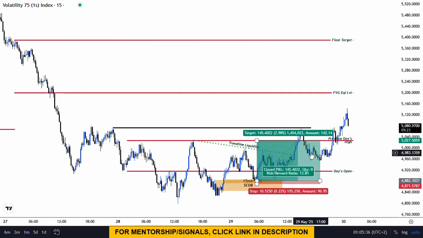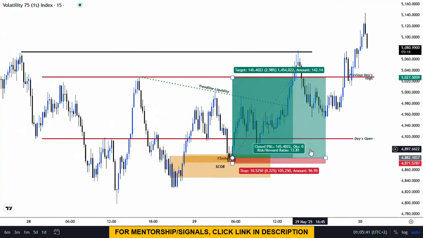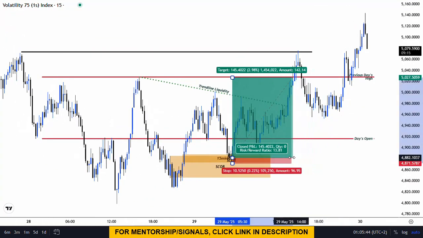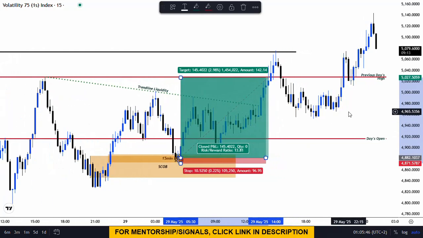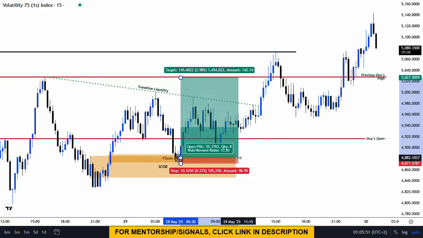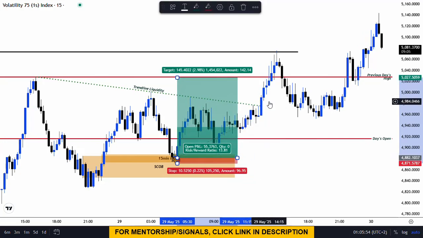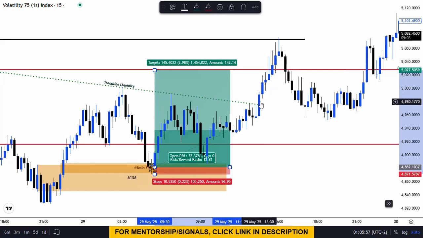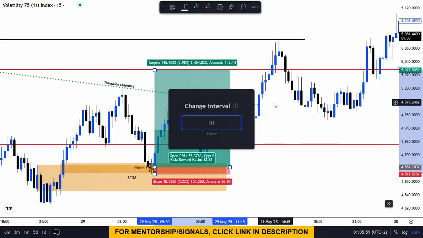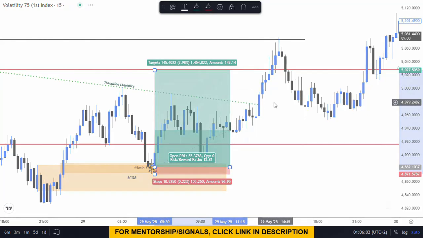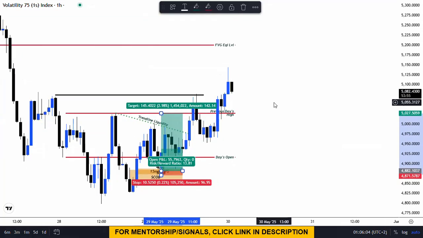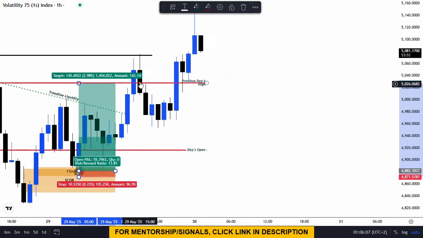So when price now starts coming down, if you know about internal range and external range liquidity, you can tell that price already took out external range liquidity, and where was it going back to? Internal range liquidity right here. You can see this fair value gap right here. If you want to see it more clearly, you can go to the 1 hour chart. This fair value gap right here, that is where price was going back to.